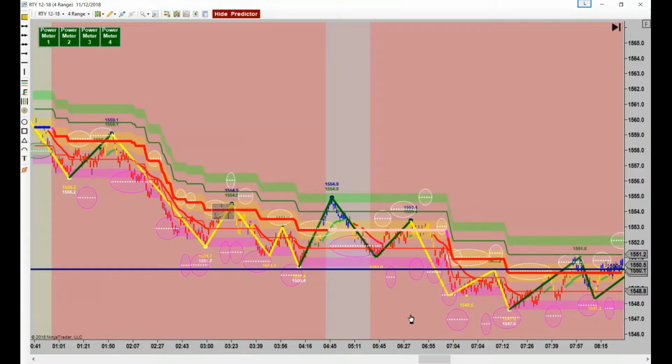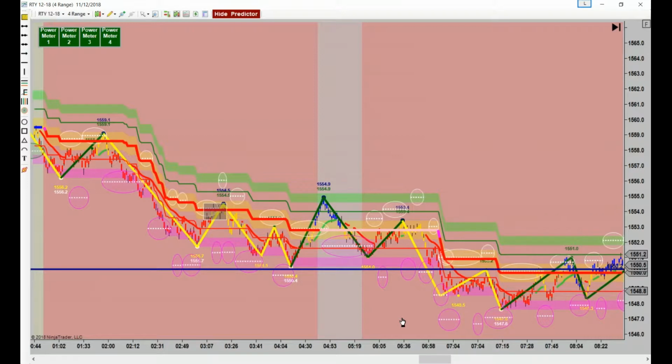Phantom is line 6 to line 7. There's a phantom trade right there. What do you think? Line 6. You try to get to mid-band. It looks like it did it.